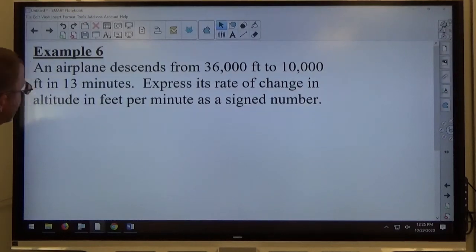Finally, example 6. An airplane descends. What does descend mean? Goes down. Goes downward from 36,000 feet to 10,000 feet in 13 minutes. Express its rate of change in altitude in feet per minute as a signed number.